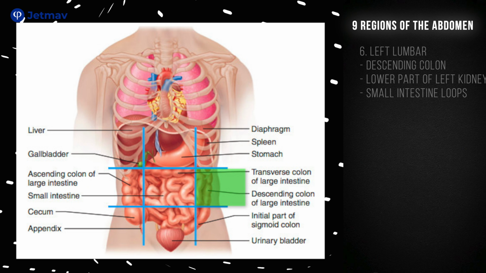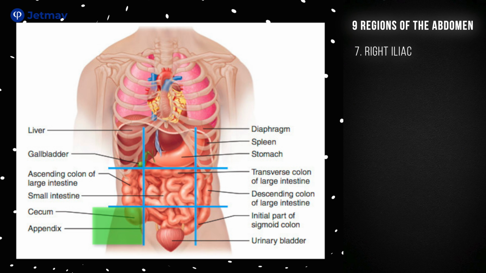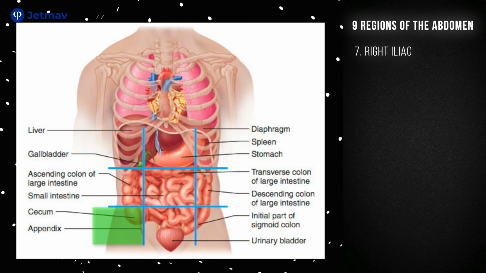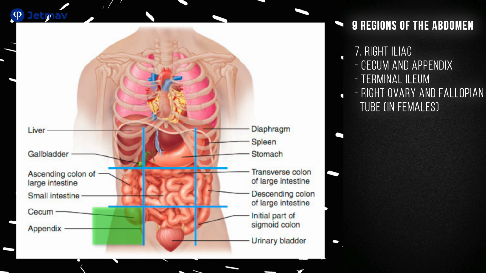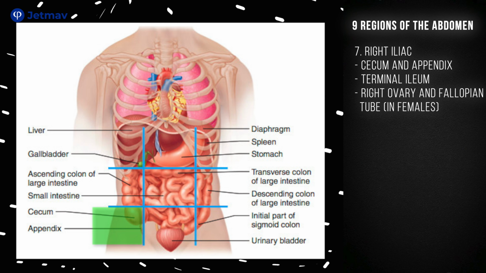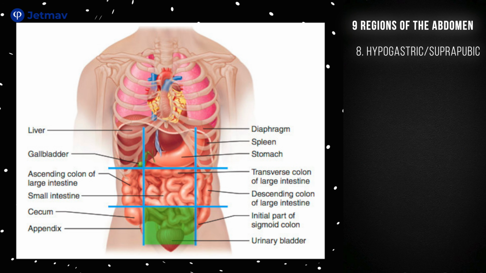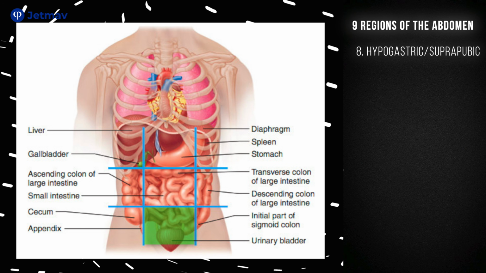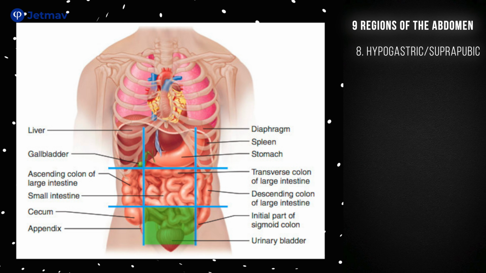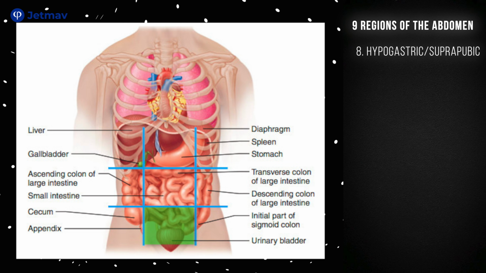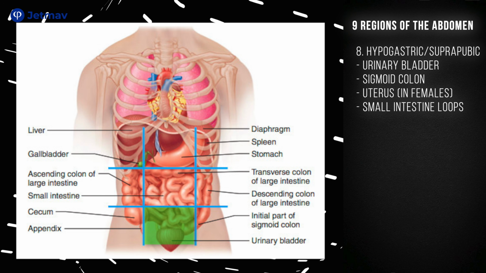Then the 7th region is the right iliac region, also known as the right inguinal region. It is located at the lower right of the abdomen, near the groin. It contains the cecum, the appendix, and the terminal ileum. In females, it contains the right ovary and the right fallopian tube. Then we have the hypogastric, otherwise called suprapubic region, which is located at the lower middle abdomen, just above the pubic bone. It contains the urinary bladder, the sigmoid colon, the uterus in females, and the small intestinal lobes.